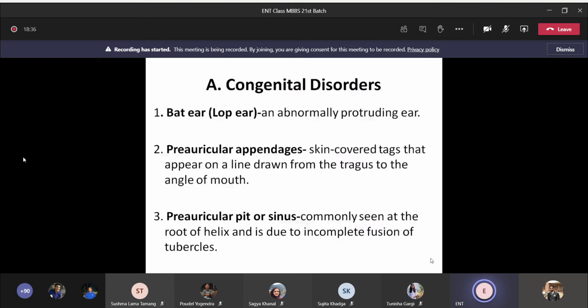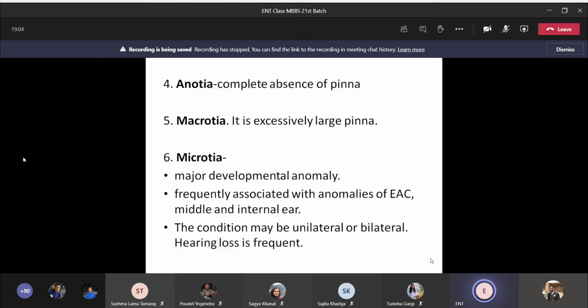Then we have preauricular pit or sinus. It is commonly seen at the root of the helix and is due to incomplete fusion of tubercles. When the ear is developing, embryologically there will be tubercles. If they do not fuse completely, then you get a preauricular pit or preauricular sinus. Anotia, that is complete absence of the pinna. Macrotia, as the name suggests, is an excessively large pinna.